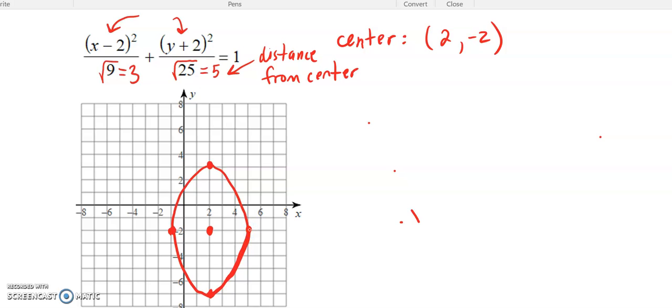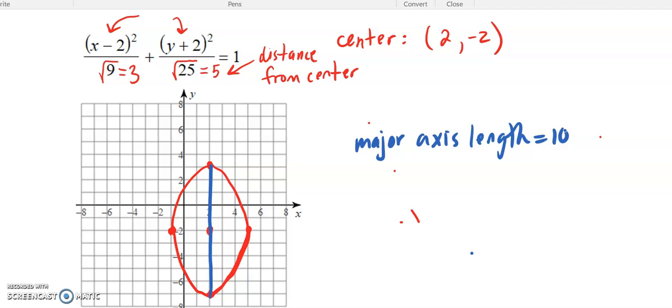Now, to find your covertices and vertices, your vertices are along the major axes. Okay, so your major axis has a length of, because we went up 5 and down 5, its length is 10.